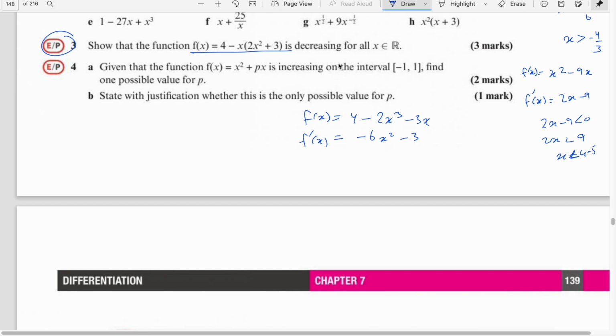Now it said to show that it is decreasing for all values of x. So we see that if we plug in any value of x in this place, the square is going to make it positive, but this negative 6 is going to make it negative overall, and minus 3. So whatever value of x we use, we are always getting a negative answer. So we say that f dash x is less than 0 for x belonging to the real values, and hence it is a decreasing function at all times.